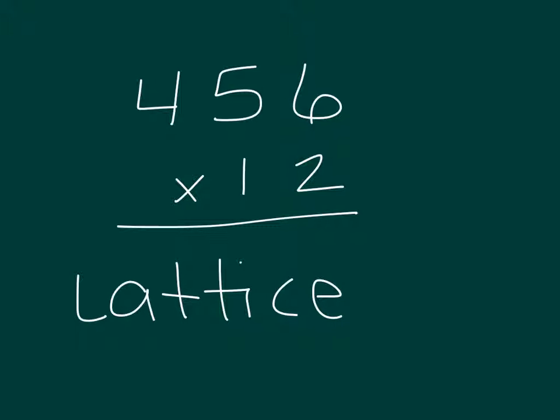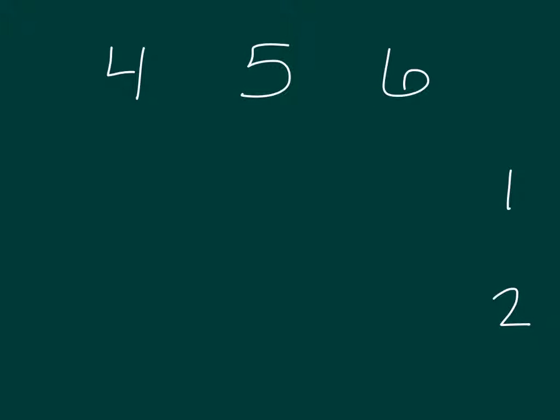Let's take a look at what that looks like. So you can see I took the number 456 and wrote it across, but I left myself some spaces between each number. I was multiplying by 12, so I wrote that vertically here on the side, and again left some space between the numbers.